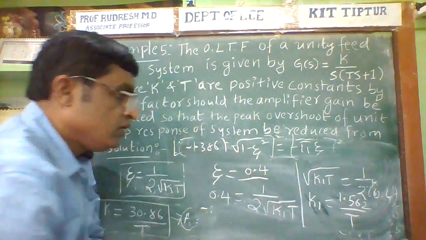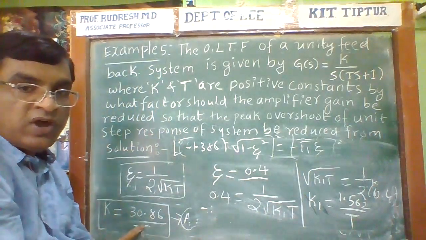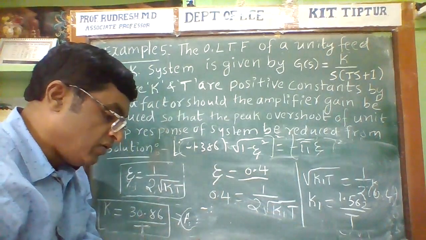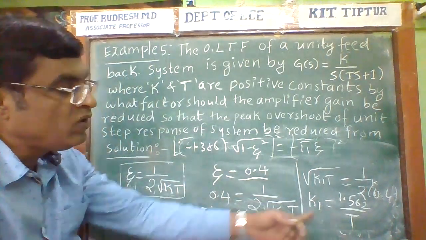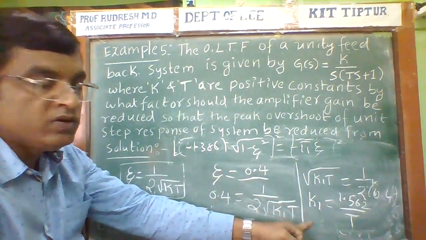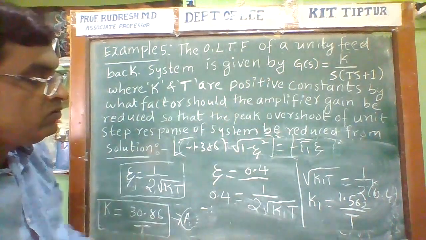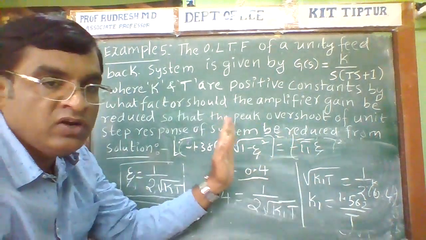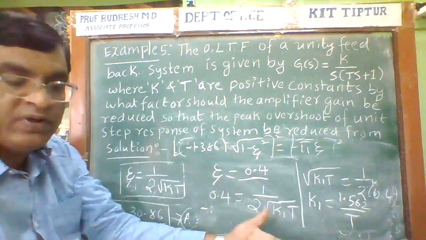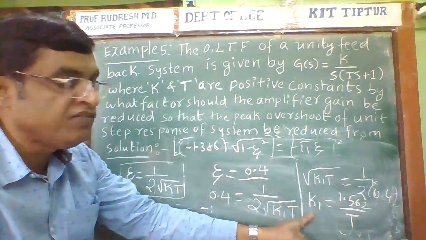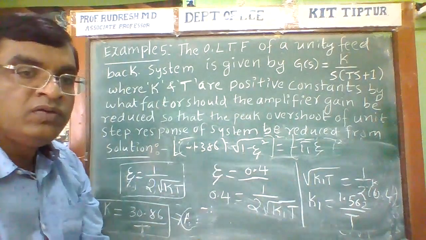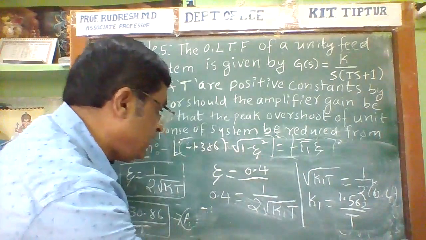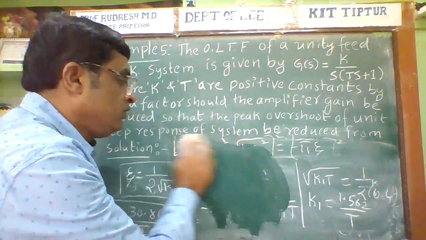K1 is equal to this value, and this is the new value of gain K. The original value of gain K is this value, and the new value of gain K is this value. When the MP value is reduced from 75% to 25%, the new gain of the amplifier K1 is equal to this value. Then if you make it a ratio, the new value of gain of the amplifier gives the answer.